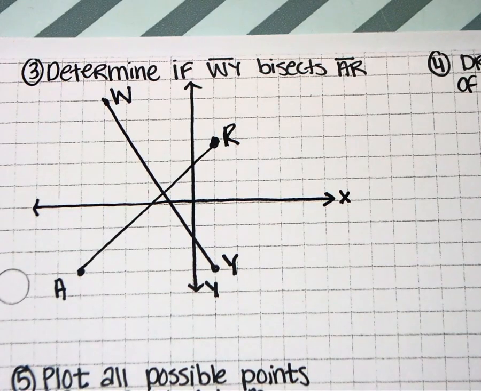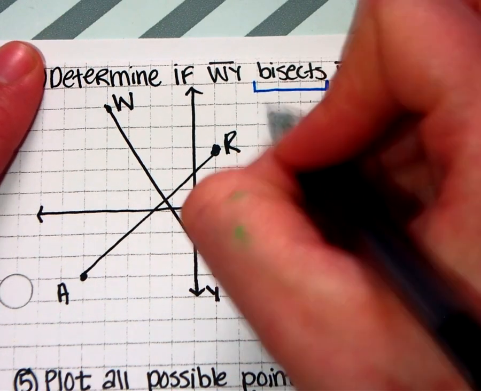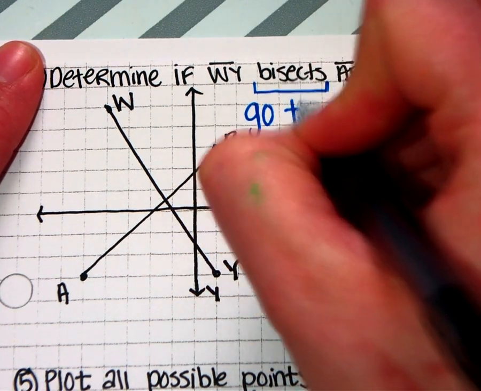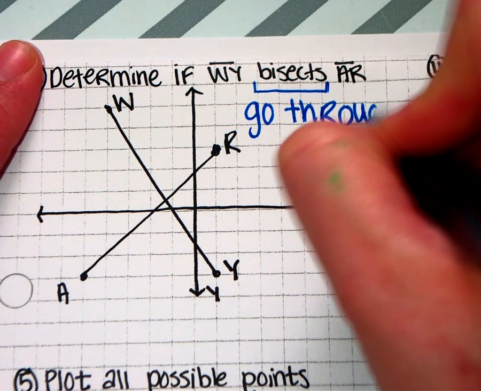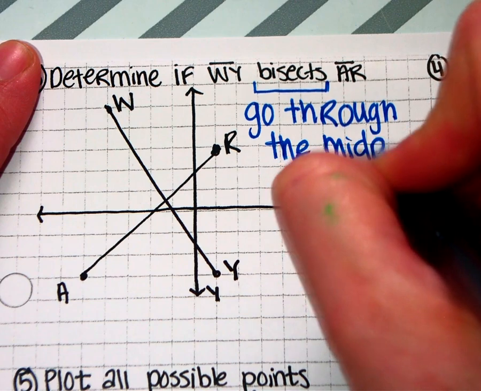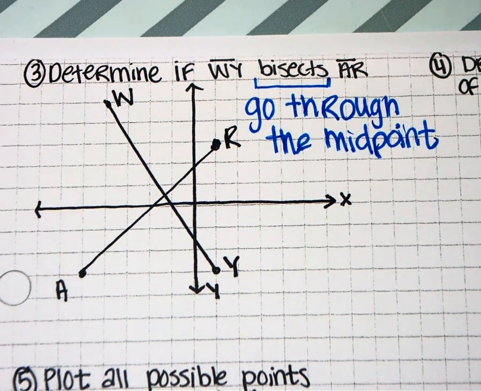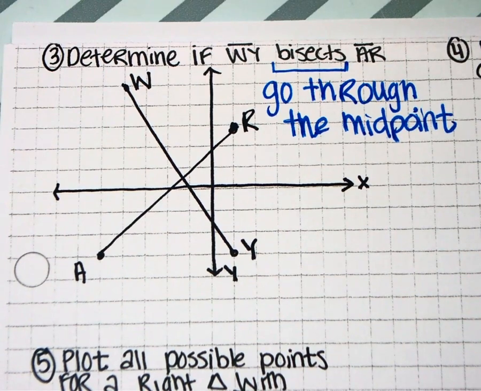To determine if something is a bisector, the word bisect means cut in half. So if it's a bisector, it has to go through the midpoint. If it's not a bisector, it's not going to go through the middle. So if we have to determine if something has been bisected, we have to know where the middle is. This problem is as easy as us calculating the midpoint and plotting it.